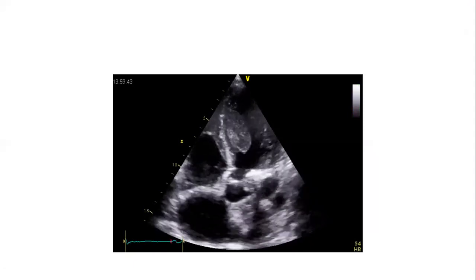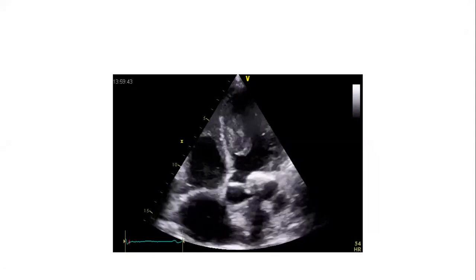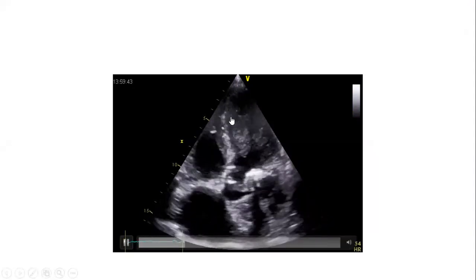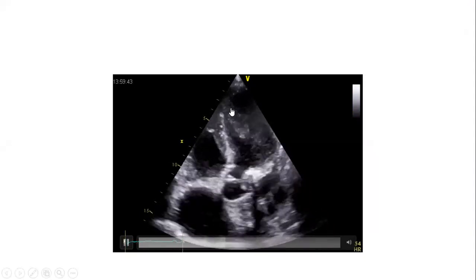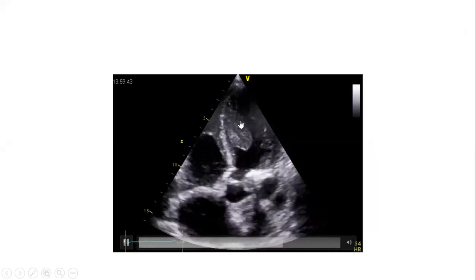So what is this? This is a large hanging thrombus from the apical segment, the apex. Can you see this thrombus over here? Yes, sir.